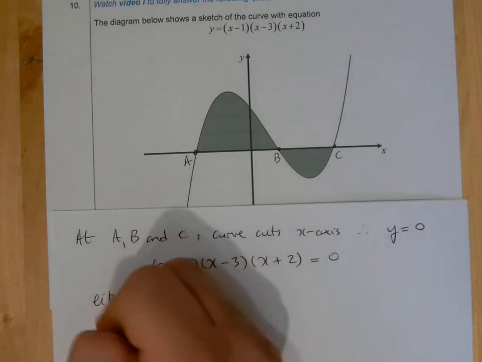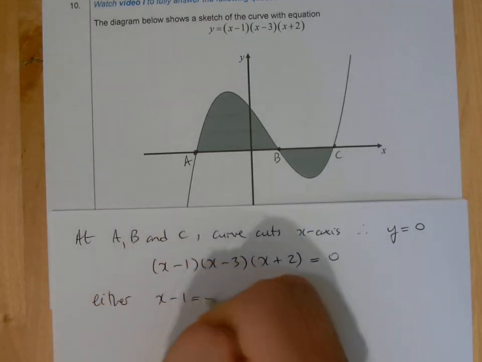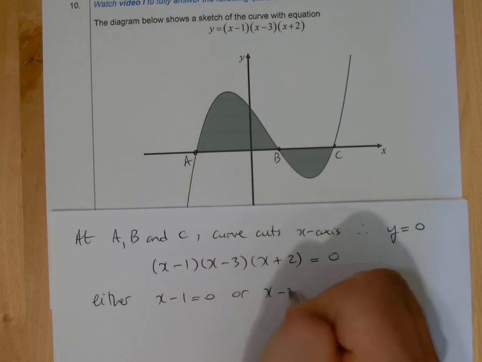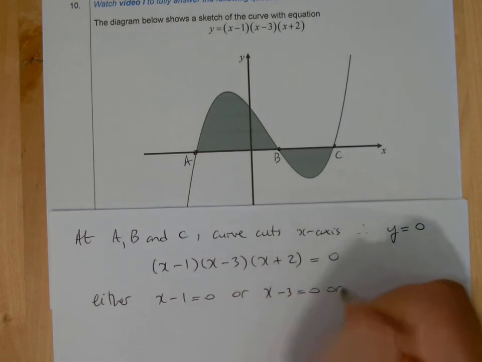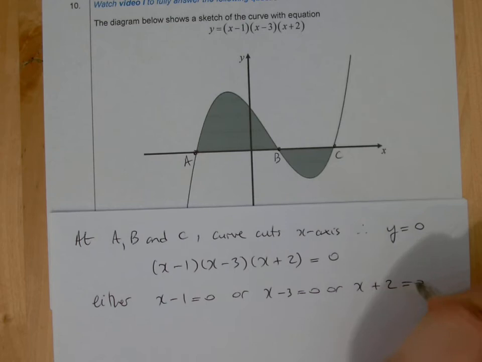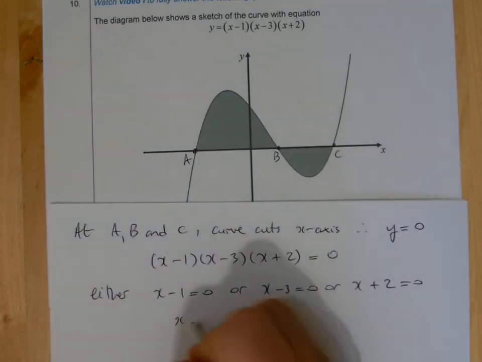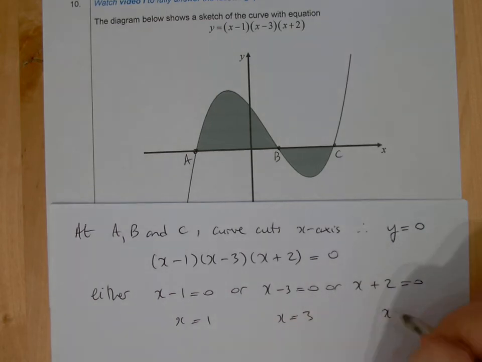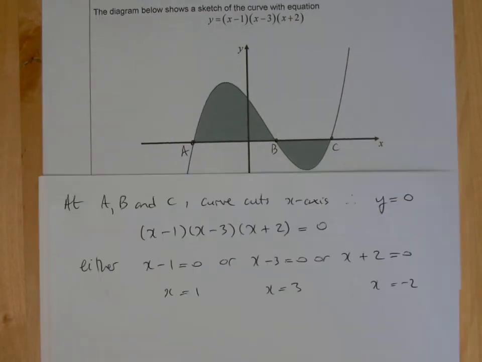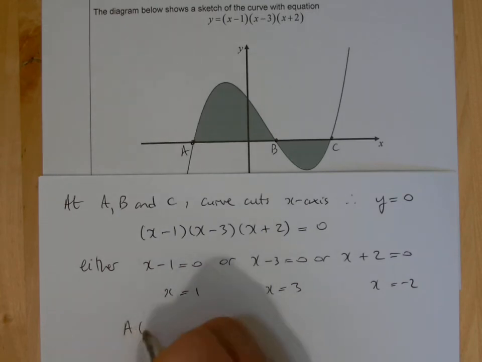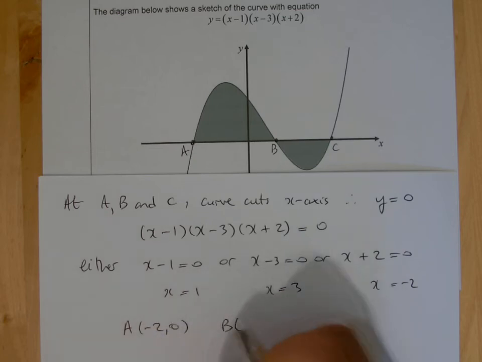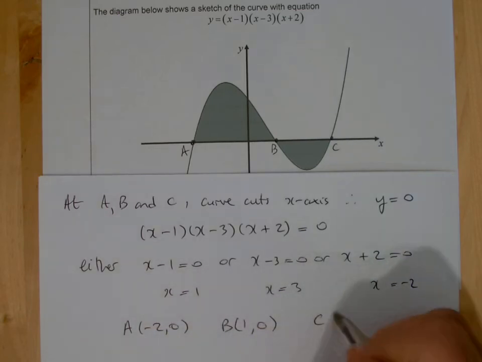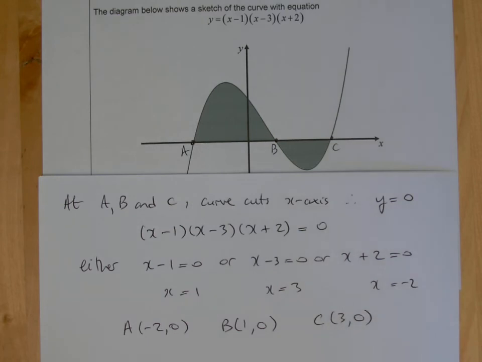That means either one of them is equal to 0. So either that is 0, or the second bracket is 0, or the third bracket is 0. So that means x will equal 1, or x will equal 3, or x will equal minus 2. Okay, so there you've got your A, B, and C values. So your A is (minus 2, 0), your B is (1, 0), your C is (3, 0).